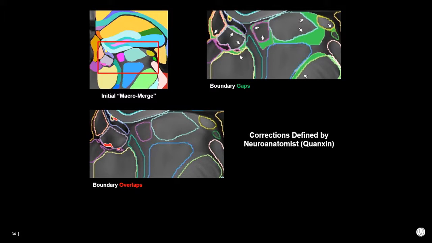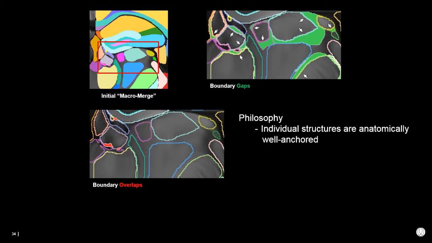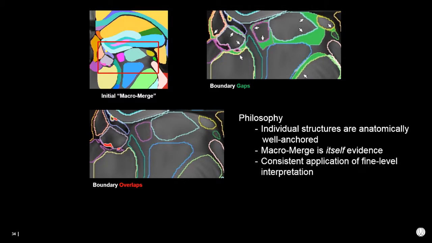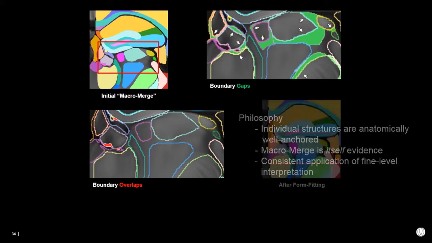And these are corrections that get defined by Chuen Xin and then carried out by the team of production associates. And the philosophy here that allows this and makes a lot of sense is that individual structures at this point are anatomically well anchored. The macro merge is itself a line of evidence, and a consistent application of fine-level interpretation of, say, the various shades of gray or the slight fuzziness of the transgenic data can be applied at the end best because it's consistent.